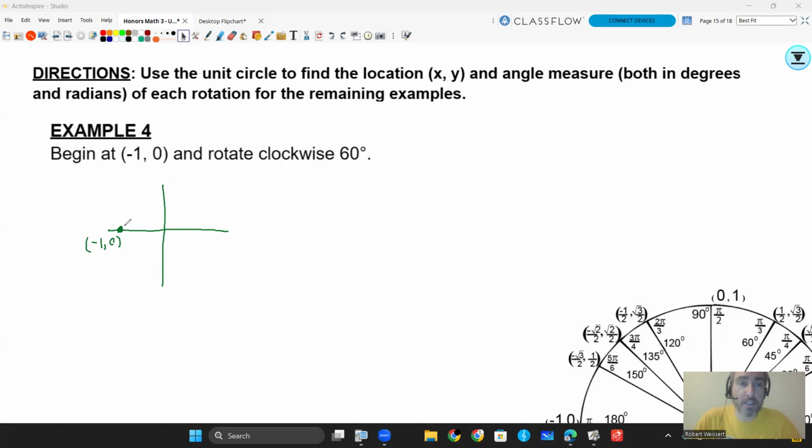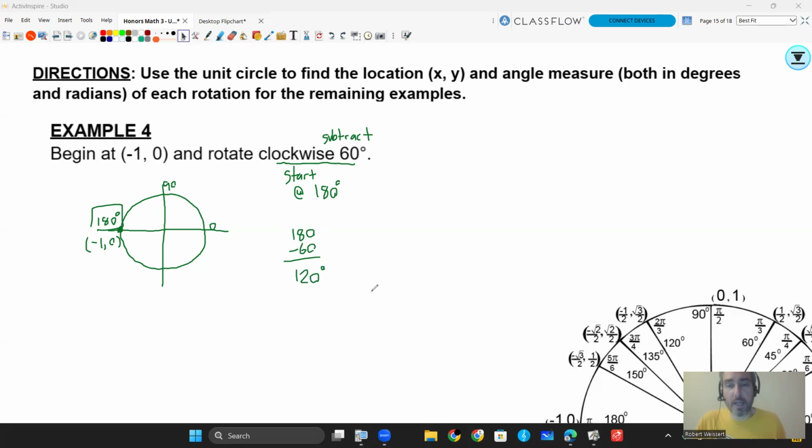What angle is that to start with? Well, if you remember, that's going to be 180 degrees. So this is going to be 0, 90. This is going to be 180. So I'm starting with 180. Now I want to go clockwise 60 degrees. So clockwise means to subtract. So we're going to take 180 and we're going to subtract 60. And that's going to give me 120. But then you have to decide, is that number between 0 and 360? It is. So we're ready to figure out where that location is.